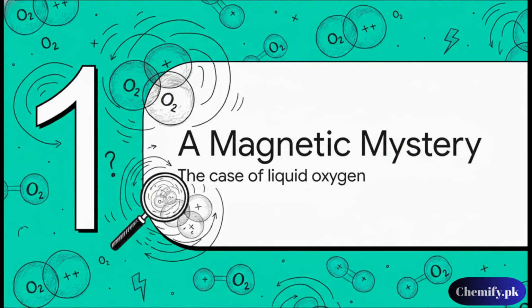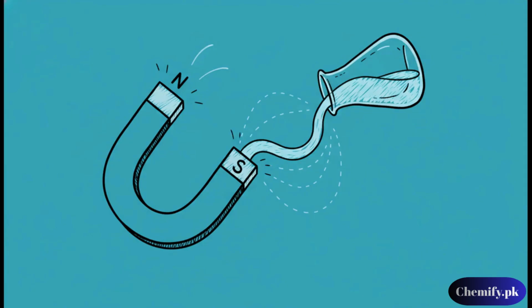So, where does this mystery begin? Well, it's not with some complicated formula or abstract concept. Nope. It starts with a simple, kind of weird observation that seems to break all the rules we thought we knew. Yep, you're seeing that right. When you cool oxygen gas way, way down, we're talking negative 183 degrees Celsius, it turns into this really pretty pale blue liquid.